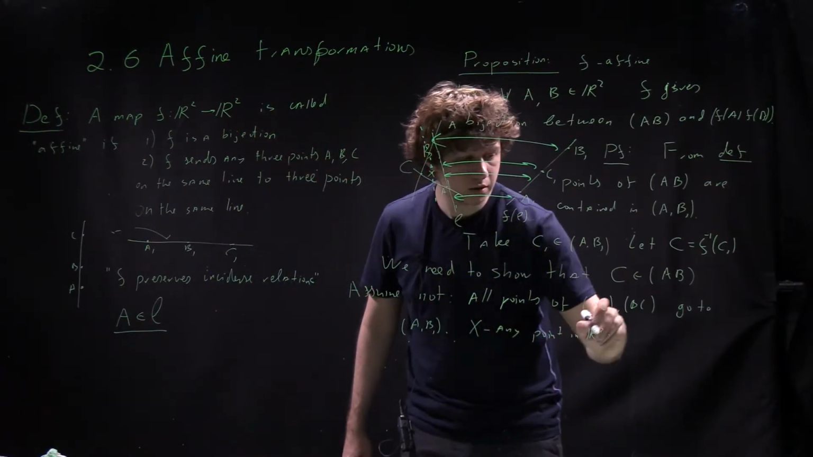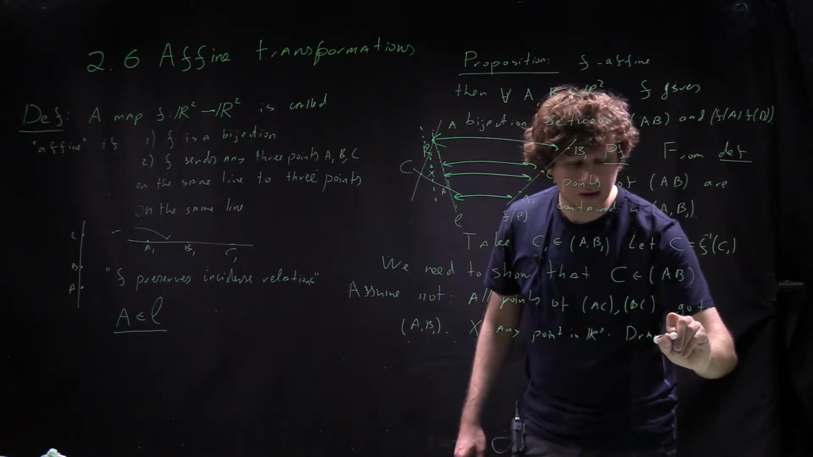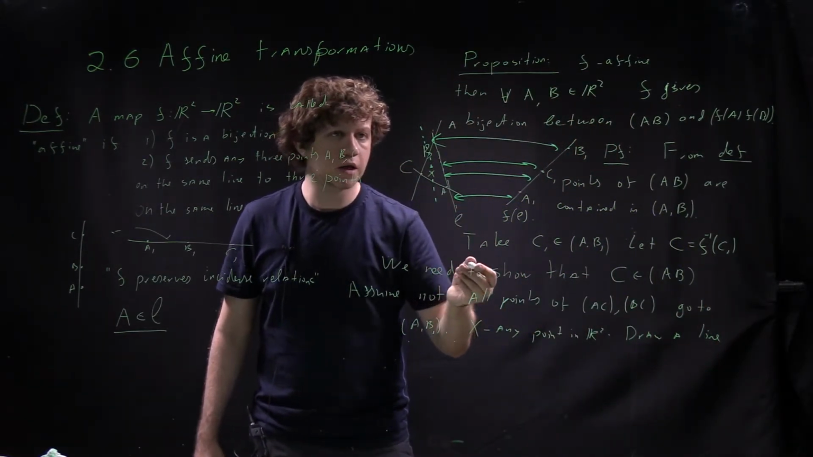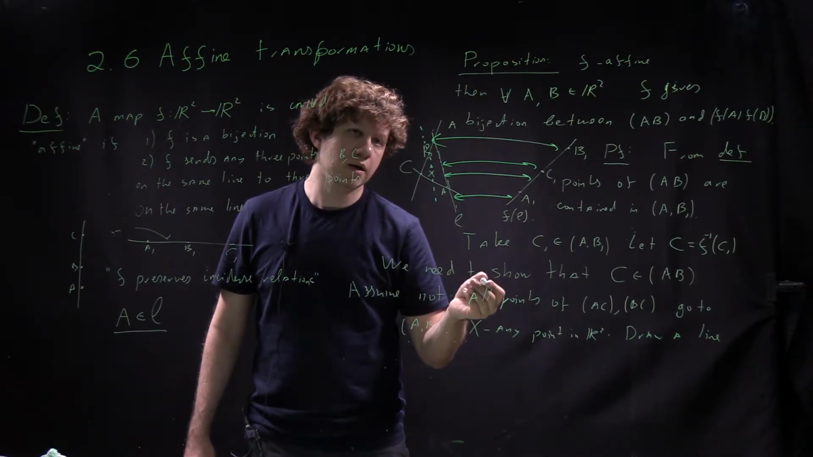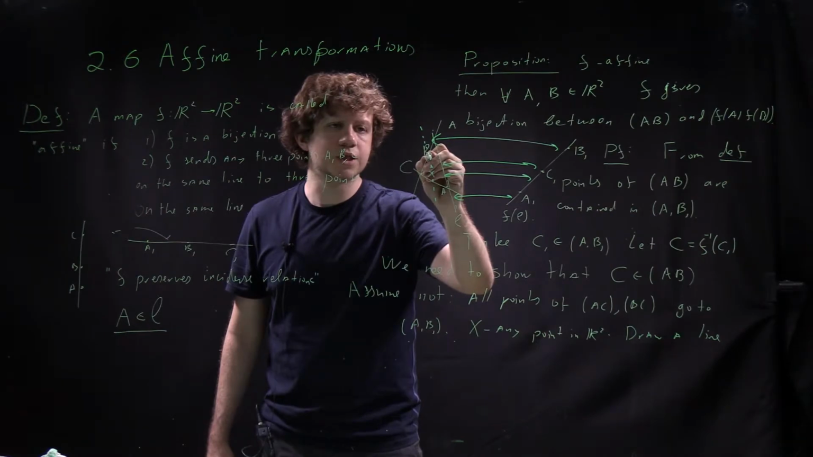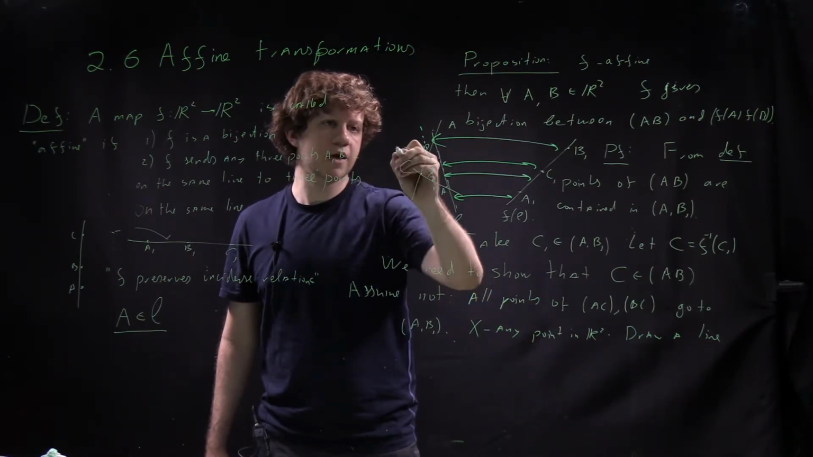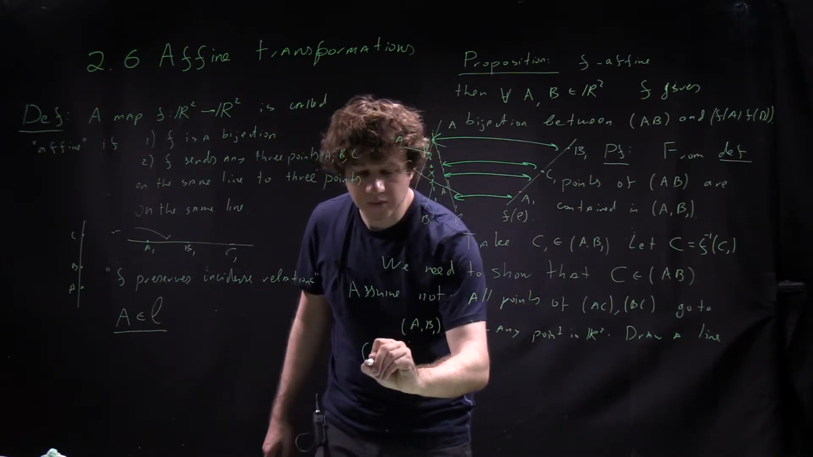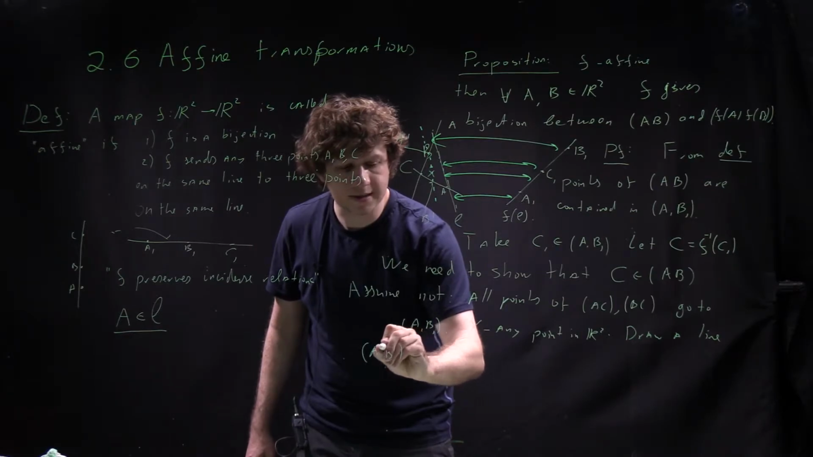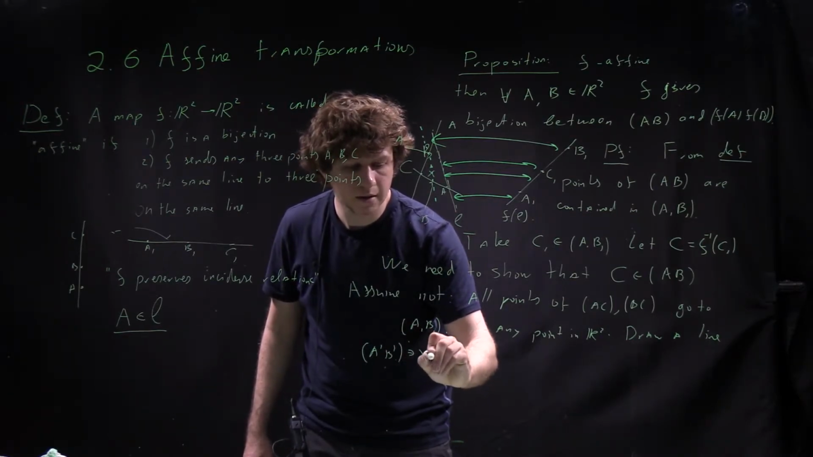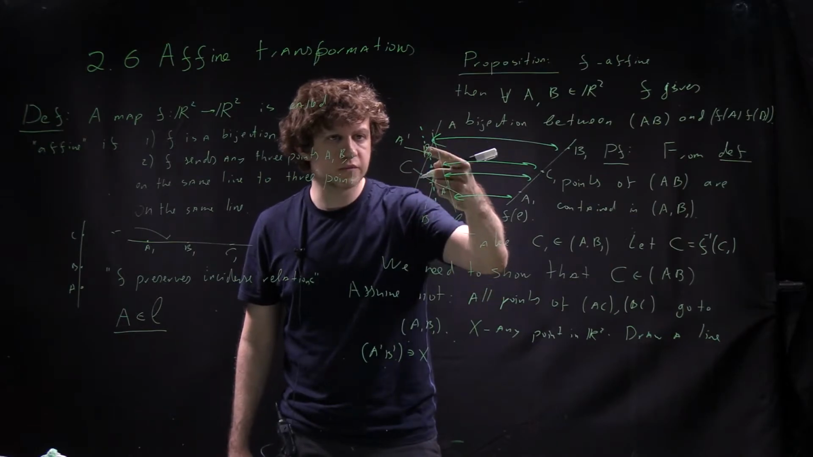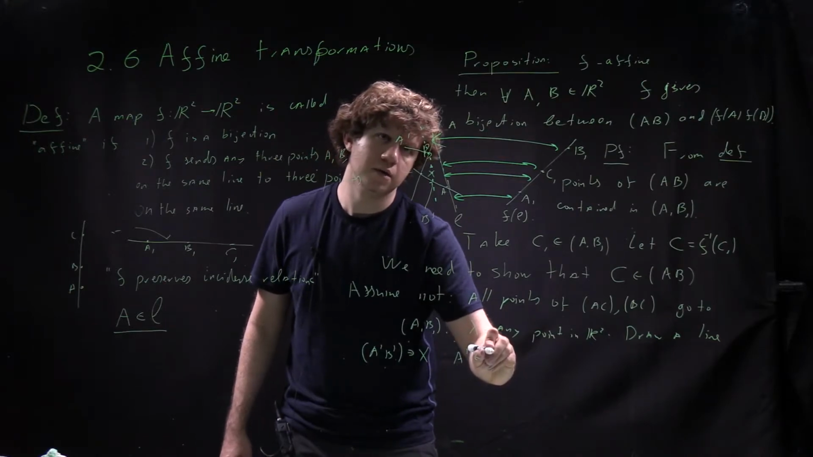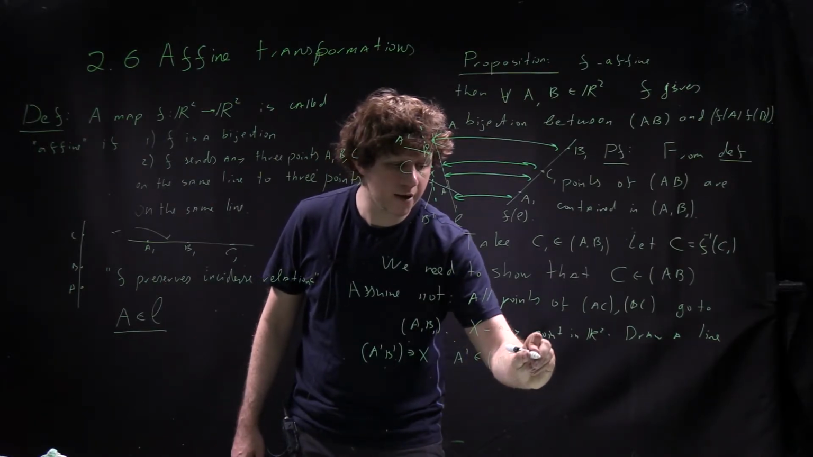So draw a line, maybe let me call it A, B, C. So let's call this point maybe A prime, and this point B prime. So let's draw a line A prime, B prime, containing this point X, and this point A prime is on the line BC, and B prime is on the line AC.